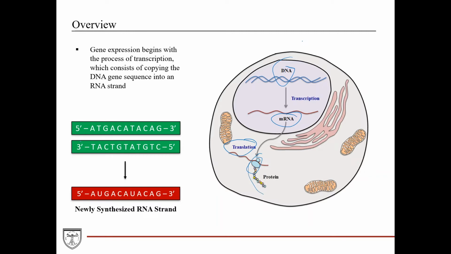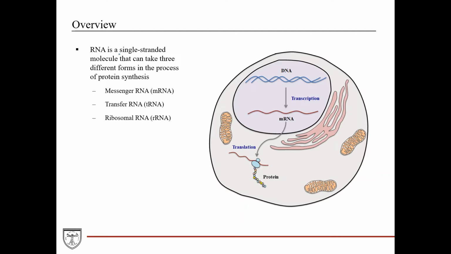And so if we show here, transcription is similar to DNA replication, except in this case, you're copying the DNA strand and synthesizing a new RNA strand. And you can see the uracils here. So RNA is single-stranded, and it's a molecule that can take on 3 different forms in the process of protein synthesis. And the 3 forms are messenger RNA or mRNA, transfer RNA or tRNA, ribosomal RNA or rRNA. We'll talk about each of these individually over the next few slides.